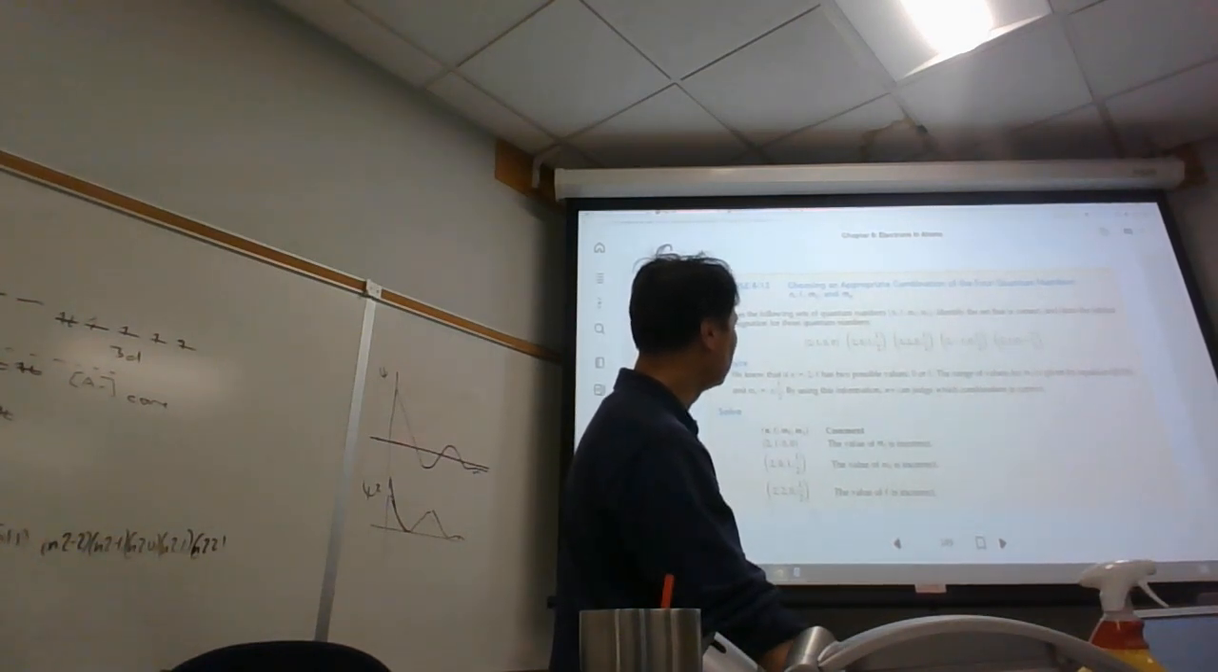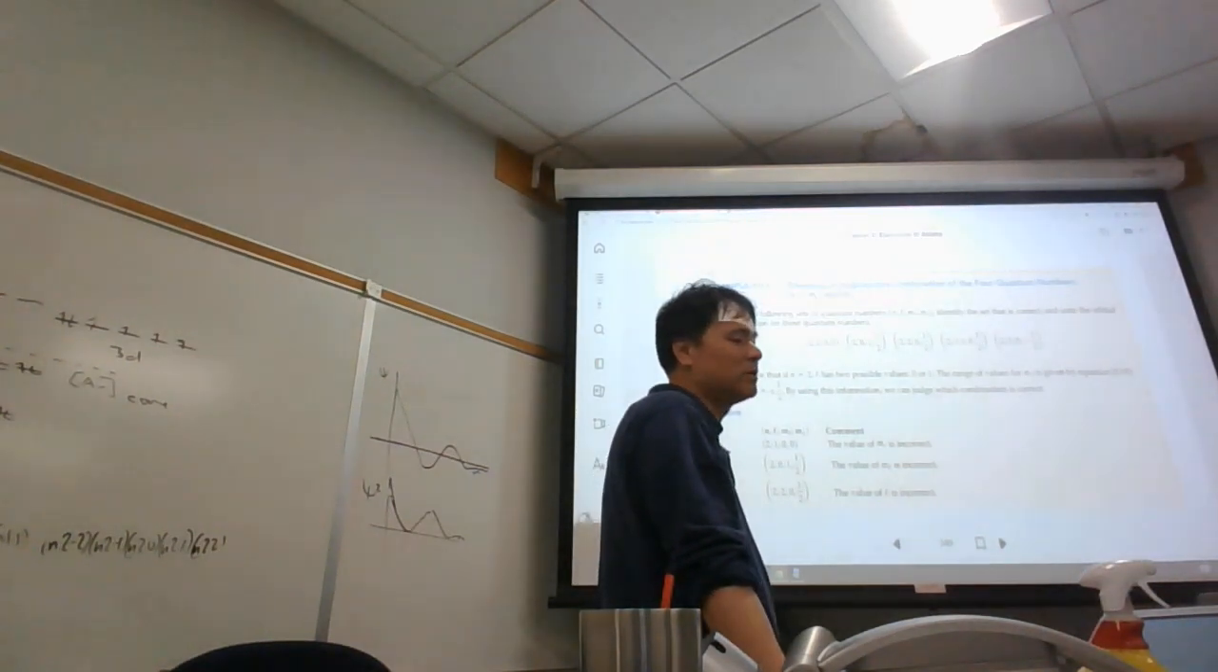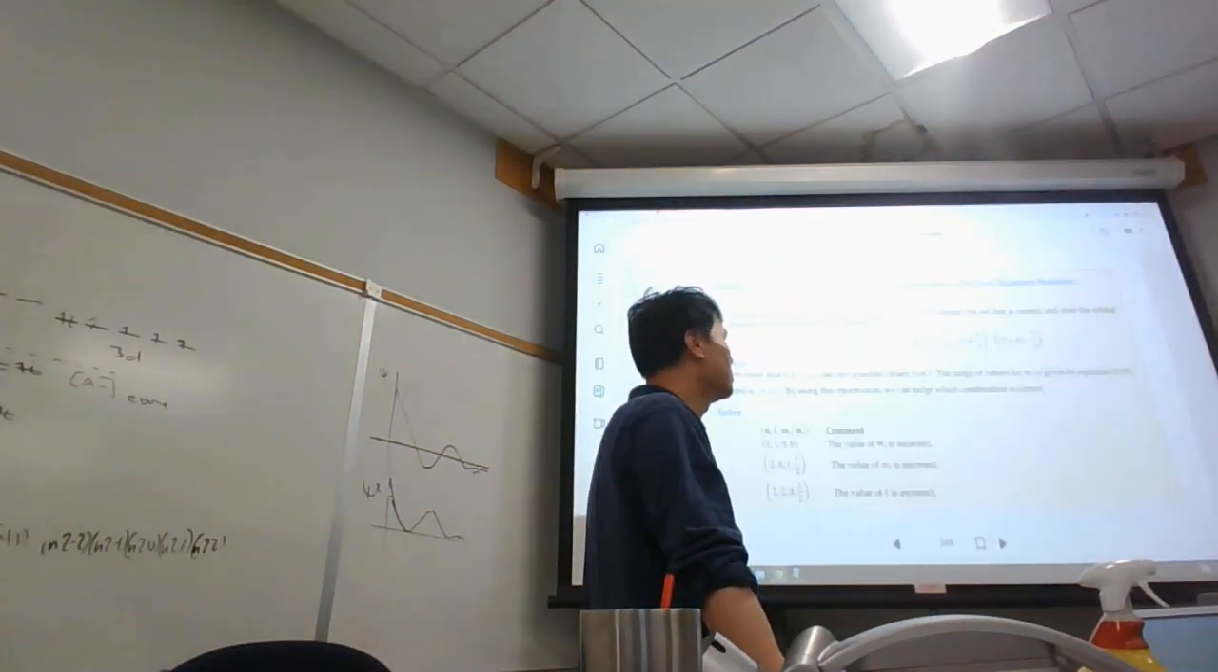How about this one? The L is wrong. It's too big. This is a 2d orbital. There's no such thing as a 2d orbital. And what's wrong with this one? There's no such thing as -1. There's no such thing, meaning it doesn't solve the Schrodinger equation. You can try plugging it in, but it's not going to work. You're going to get some nonsensical answer.